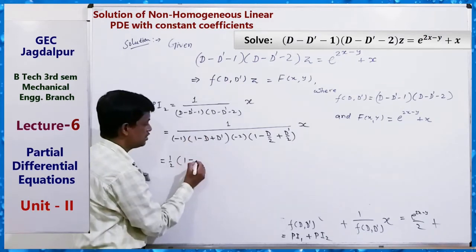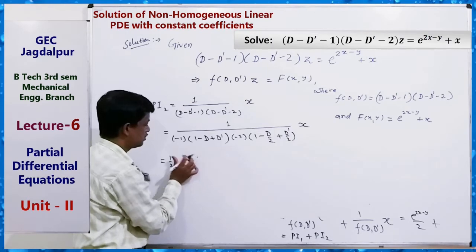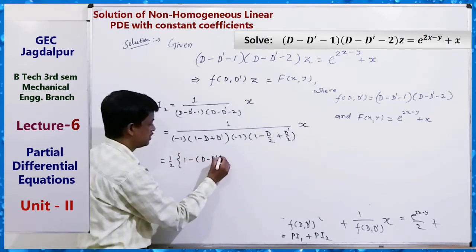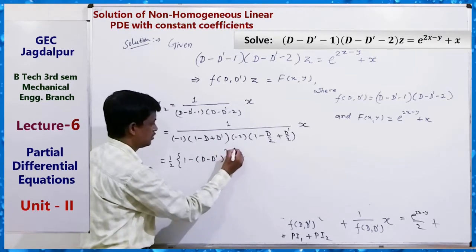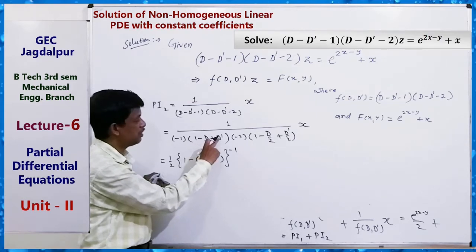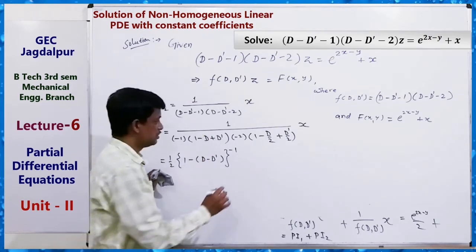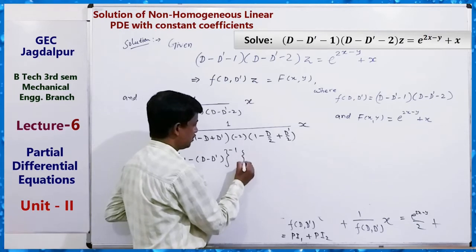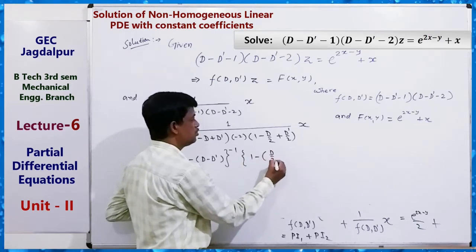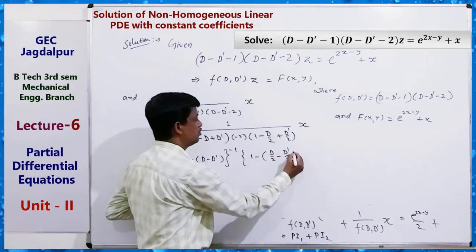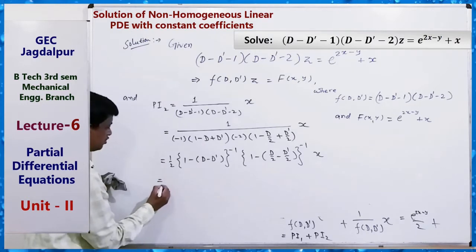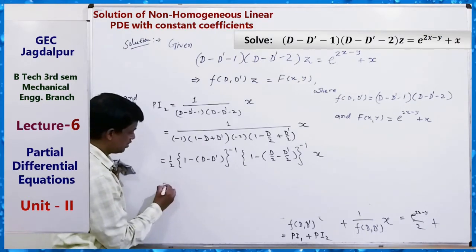So 1 minus (d minus d dash) inverse. 1 minus common, d minus d dash. Similarly here, 1 minus common, d by 2 minus d dash by 2 inverse x. Now its expansion half.